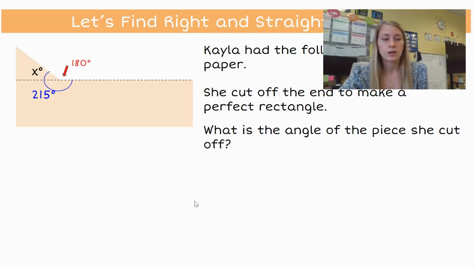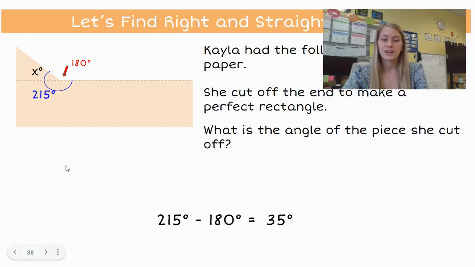Well, we're going to be able to use our knowledge of the straight angle and our knowledge of what they gave us, 215. So we're going to say 215 is the total angle, and we know that this part is 180. So what we can do is take our total, 215, and subtract our knowledge of this straight angle, 180 degrees, and that will find our missing piece, 35 degrees. All right, nice job today.